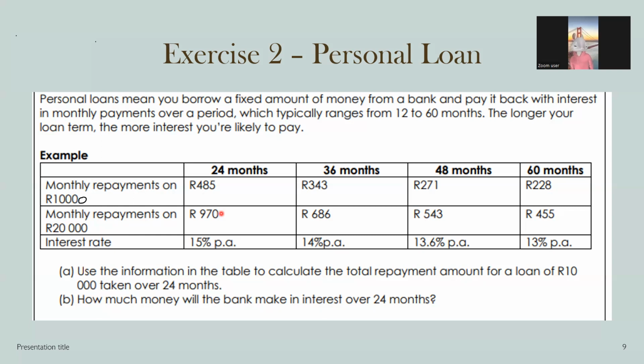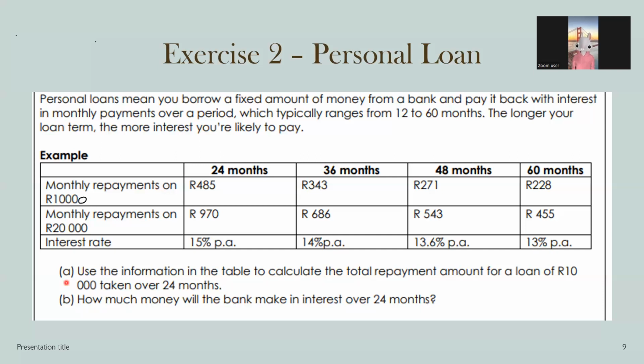If you take out the same loan, but you say, no, I don't want to be like Mr. Fox, I want to pay my loan over 60 months, then you're going to pay back 455 rand as a monthly repayment. The interest rates, as we discussed in the previous example, are 15%, 14%, 36%, and 13%. Okay.